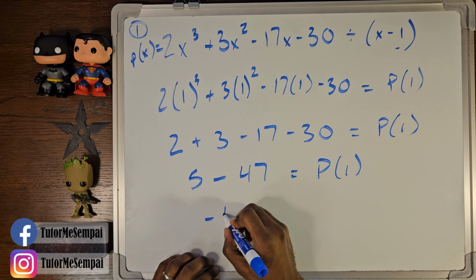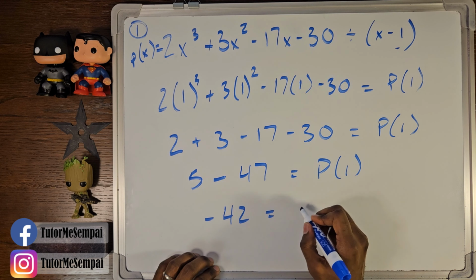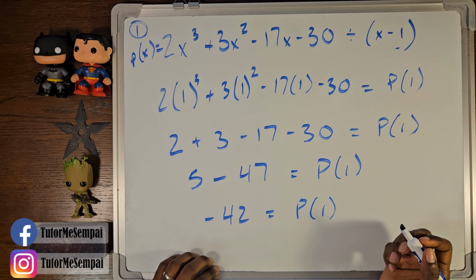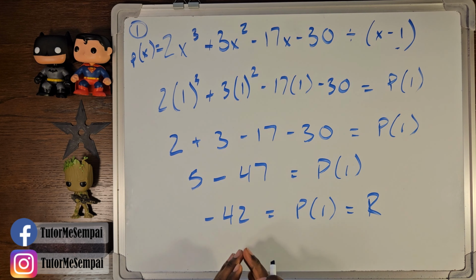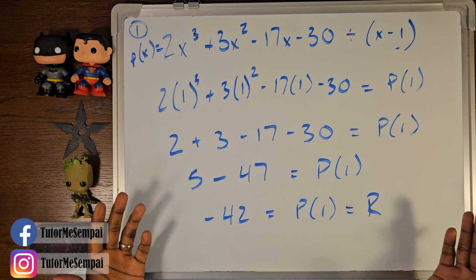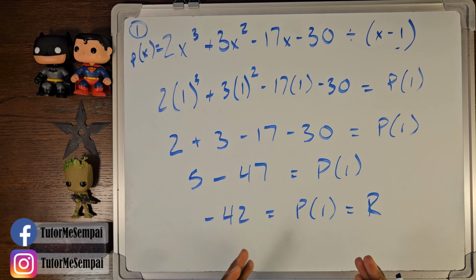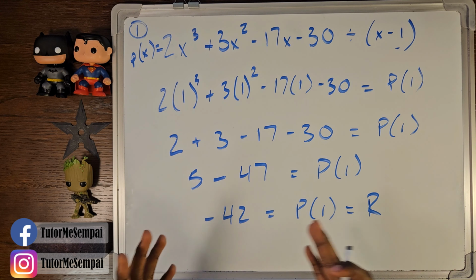And you're going to have a negative 42 equals our p of 1, which equals our remainder. We have a negative 42 as the remainder. Now, at this point in time, you may think, well, how do I know if this is truly the remainder that I would have gotten? Well, let's test it out.